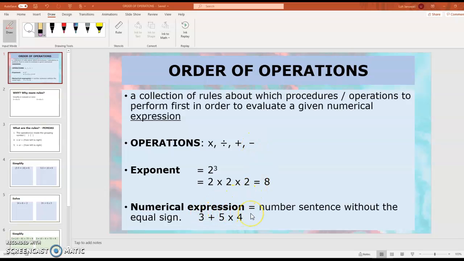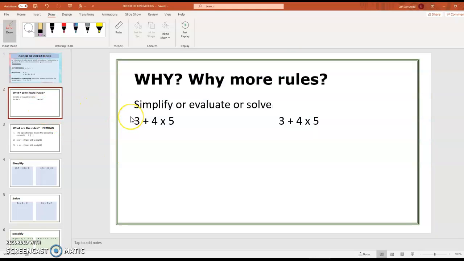A numerical expression is simply a number sentence without an equal sign. For example, in this case, 3 plus 5 times 4 is a group of numbers and operations, or what to do with it. You might ask, why more rules? We have enough rules in math. Well, the simple answer to that question, which is a good question by the way, is that if you don't have rules, then you're not going to get the same answer for a given expression.